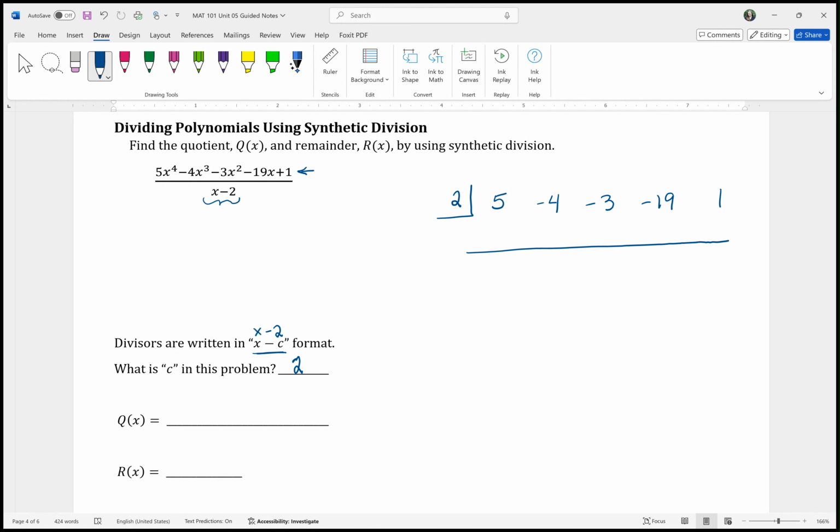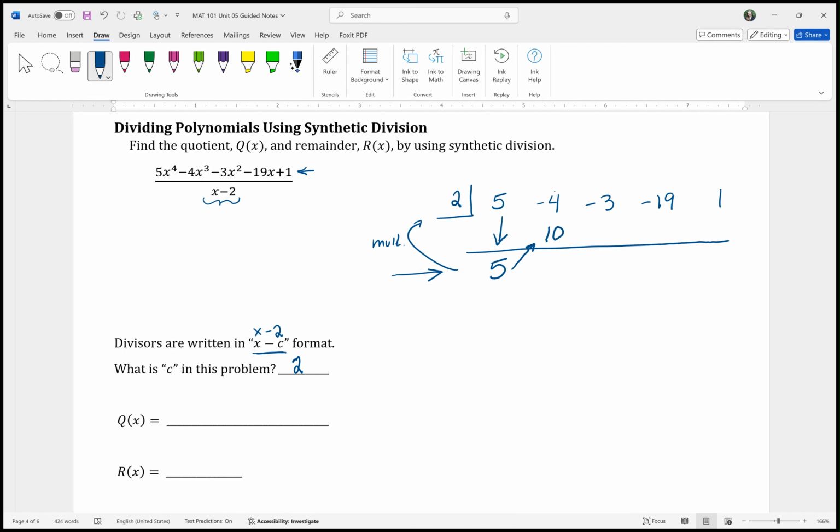Okay, so the next step in doing synthetic division is bringing down the first coefficient you have here. So we're going to bring down the 5. Then anything that's going to fall on this line is going to be multiplied by c. So every time that you have something here, we are going to multiply by c here. Okay, all right, so let's do that. 2 times 5 is 10. Now you're going to put that underneath the next number.